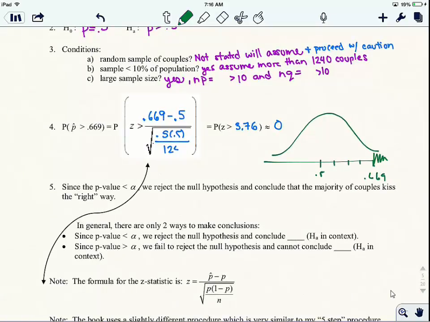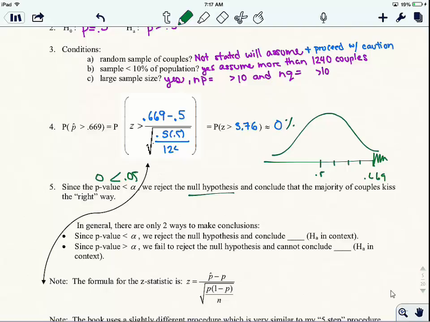And then in this case, since it was a 0% chance, since the p-value is less than alpha, or 0 was less than 0.05, which you should write in, we reject the null hypothesis. Again, our null hypothesis is that it's a 50% chance of tilting to the right and 50% chance of tilting to the left, and conclude that the majority of couples kiss the quote-unquote right way.